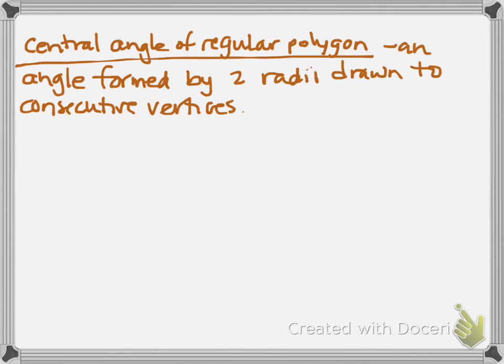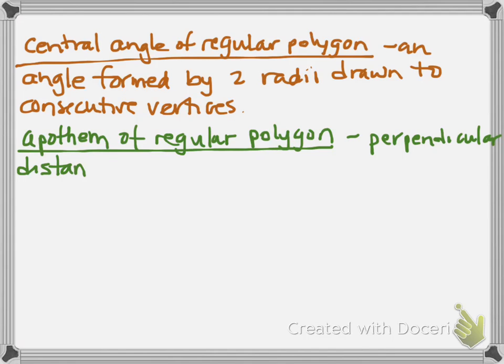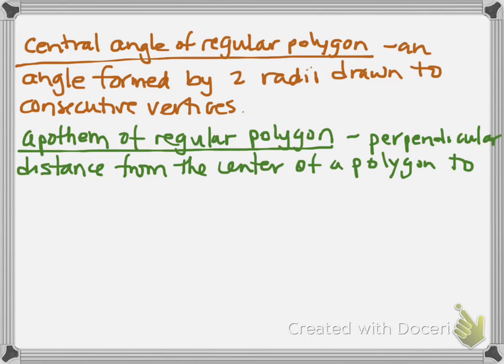Now here comes the weird one. This one I don't think you've ever heard before. This one is called an apothem. Always makes me think of Batman. I don't know why. Apothem of a regular polygon. So an apothem of a regular polygon is the perpendicular distance from the center of a polygon, aka the center of the circle, to a side. Not to a vertex, but to a side. Okay, so let's get a picture of this.